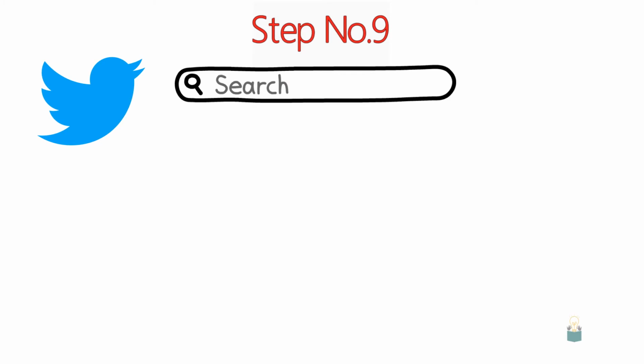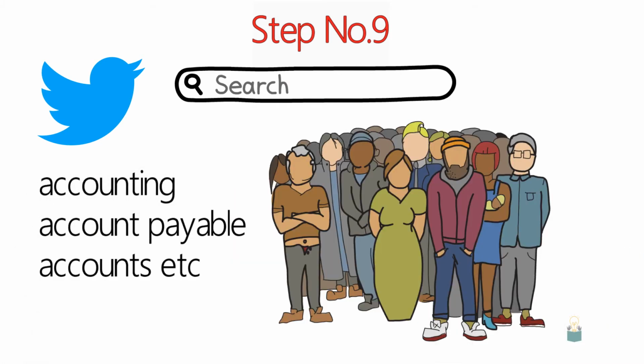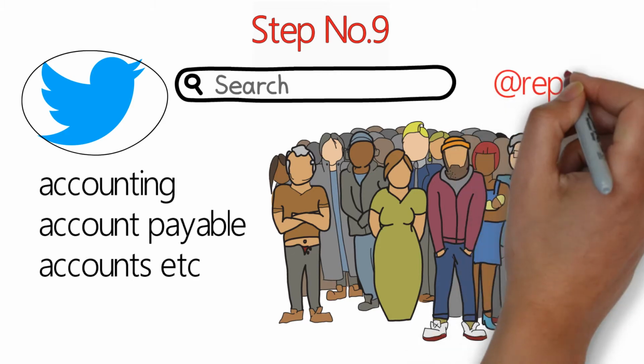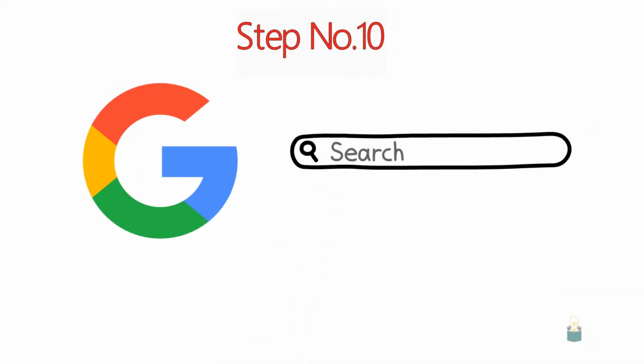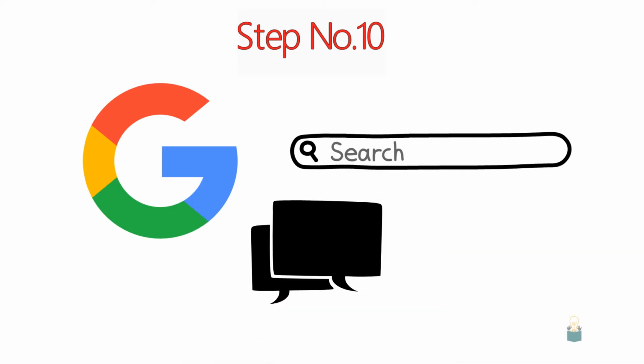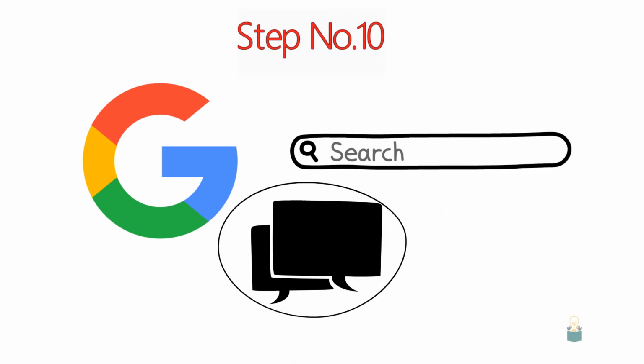Step number 9. Go to Twitter and search terms related to your work like accounting, accounts payable and accounts, etc. Start following all the people or brands who tweet content similar to your topic and talk to people and let them know about you by using @reply publicly. Step number 10. Now go to google.com and search the keywords related to your passion, similar keywords if your passion is accounting. Leave your name and comment, which is going to be linked to your homepage. Comment on every blog which is related to your keywords.